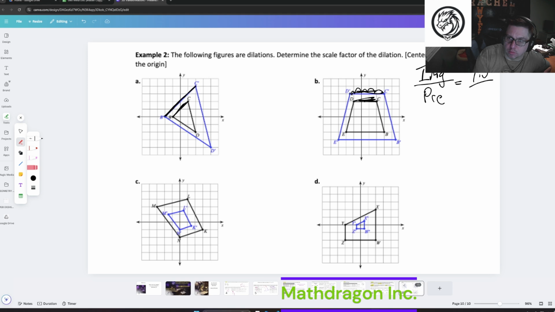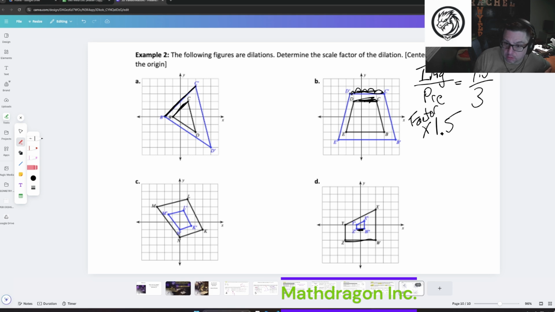And then this one would be 1, 2, 3. And if you do 4.5 over 3, it's getting bigger by 1.5. So a factor, it's enlarging by a factor of 1.5.